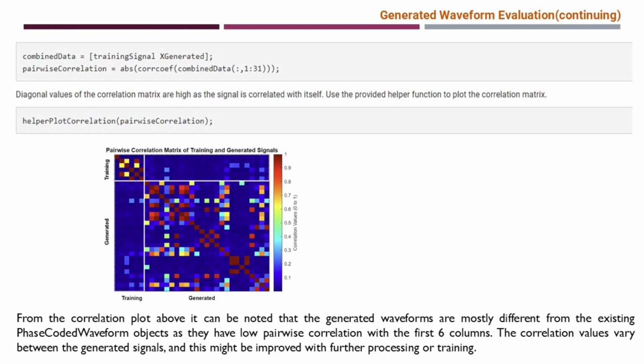Next, 25 signals are generated from the deep learning network. From the correlation plot above, it can be noted that the generated waveforms are mostly different from the existing phase-coded waveform objects, as they have low pairwise correlation with the first 6 columns. The correlation values vary between the generated signals, and this might be improved with further processing or training.